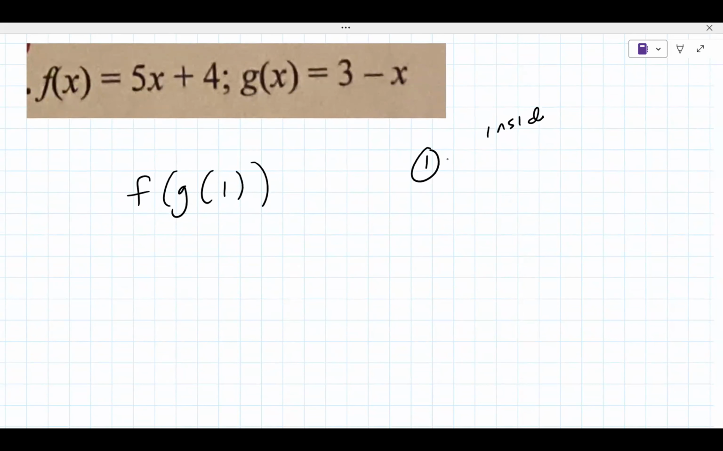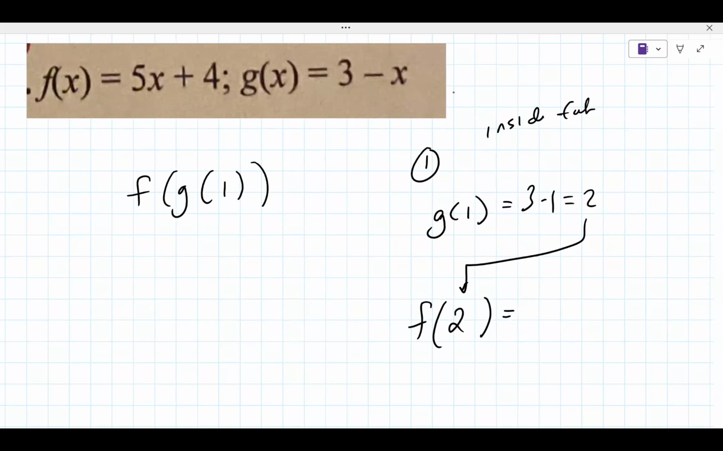Okay, wait, sorry. I'm gonna multiply 5x plus 4. Nope, I don't know what you're doing. We just did a problem where I gave you two functions and I said find g of 1 or f of 1. So g: 3 minus 1 equals 2. Okay. So now you take the output of that one and it becomes the input of the next one. Now find f of 2. That would become 14. Yes.